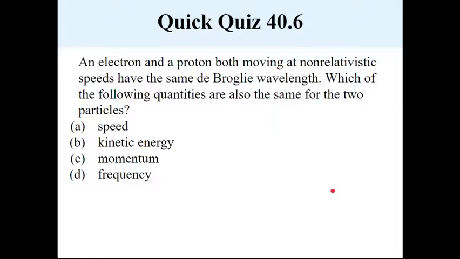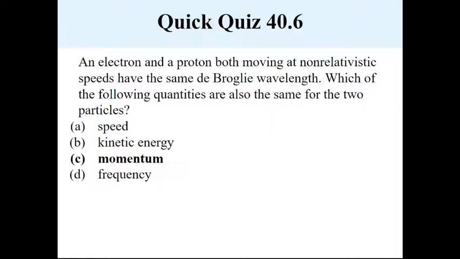So before that, quick quiz. I have an electron and a proton. They have the same de Broglie wavelength. And the question is, which of the following quantities are also the same for the two particles? Well, if they have the same de Broglie wavelength, remember that that's proportional to 1 over the momentum. So the momentum for both should be the same then.